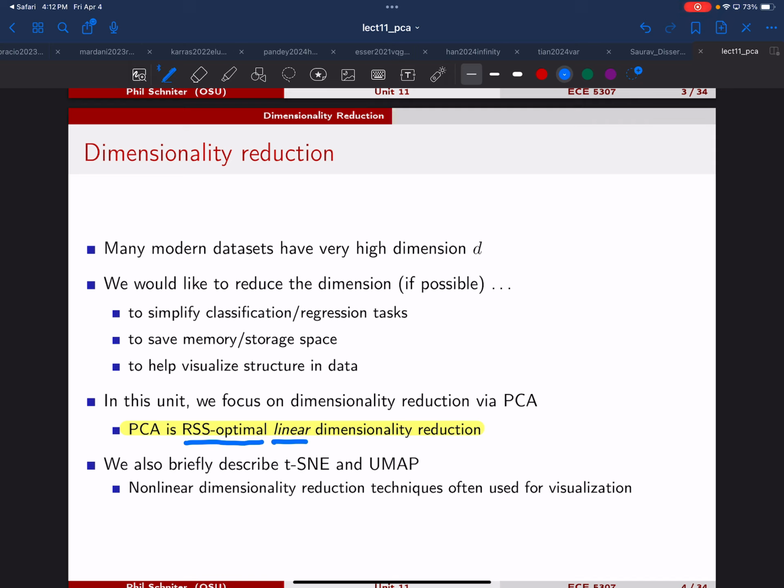And towards the end of the unit, we will briefly talk about a couple modern techniques that are used for visualizing structure in data. They're complicated to describe how they work, so we won't get into that, but I just want you to be aware of them because they're useful tools for visualizing data.